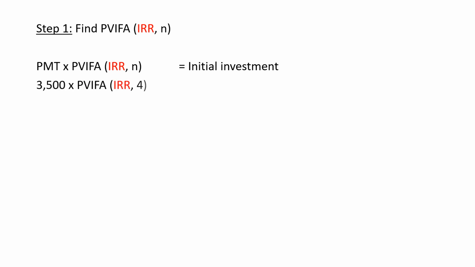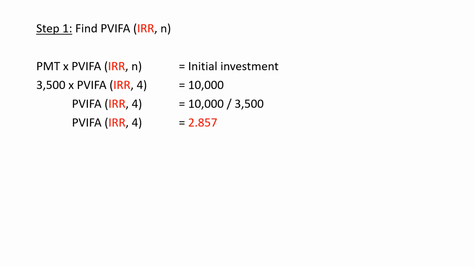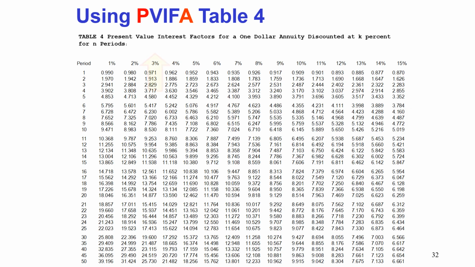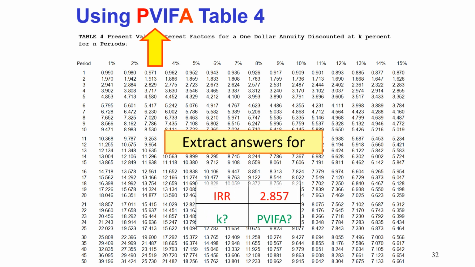Step 1. Find PVIFA IRR, N. Apply this formula to find the IRR. Substitute the figures in, work it out, refer to the table. We need to find the K, unknown K, and the interest factor, PVIFA. Make sure you have the correct table. Next, we will find the answer.